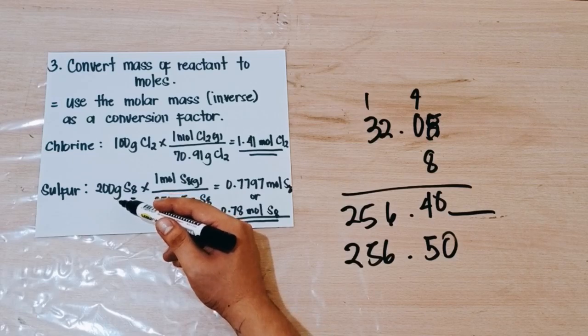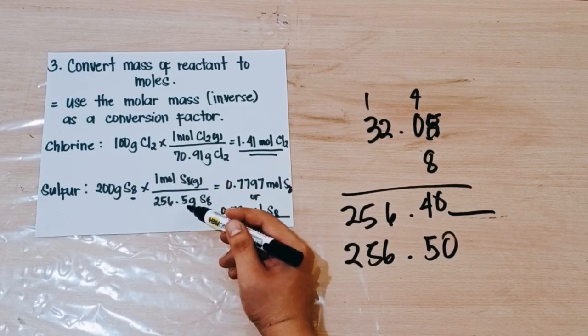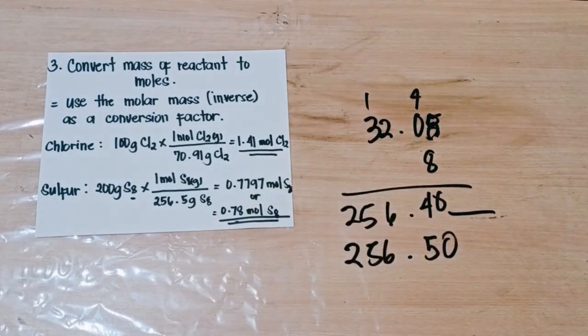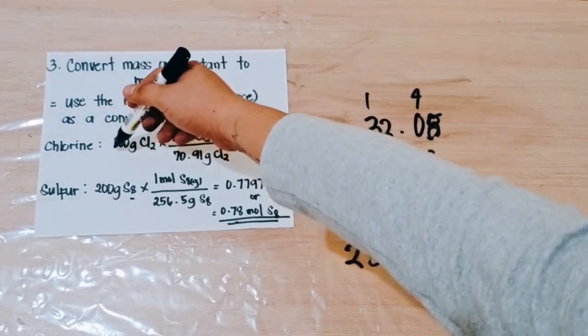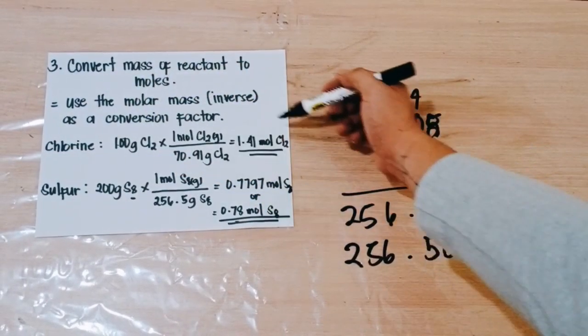200 gram of sulfur dun sa 1 mole, then i-divide mo dun sa 256.5. Then after ma-divide, ang makukuha mo dyan is 0.7797 mole of sulfur, or converted natin, we have 0.78 mole of sulfur. So ganun lang mag-convert ng mass reactant to moles. Again, ito yung mass reactant, i-convert natin siya ng mole para makuha natin tong product na to.